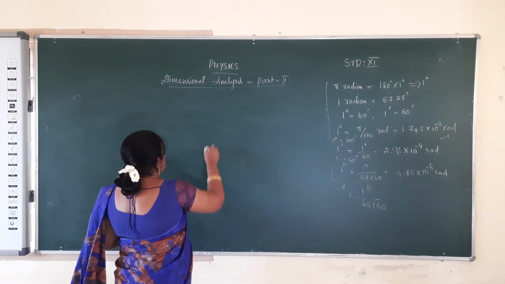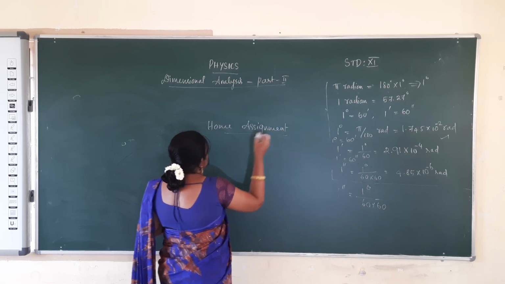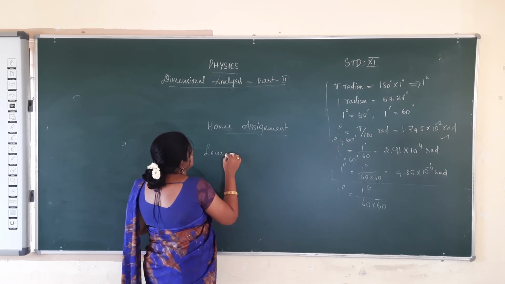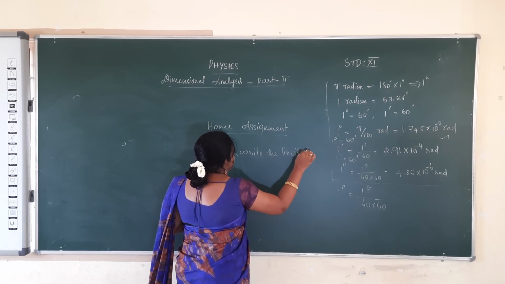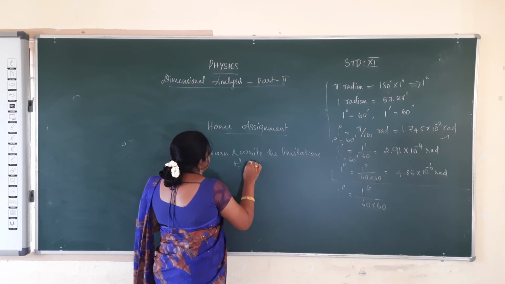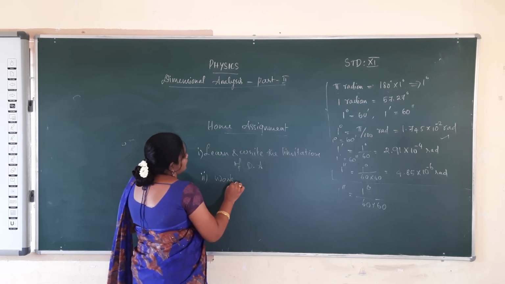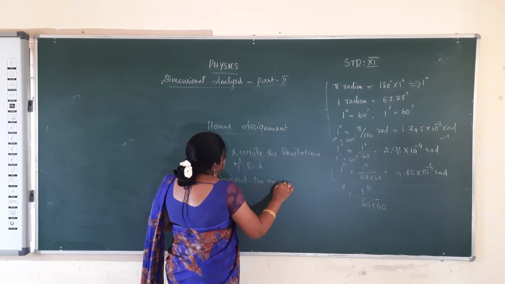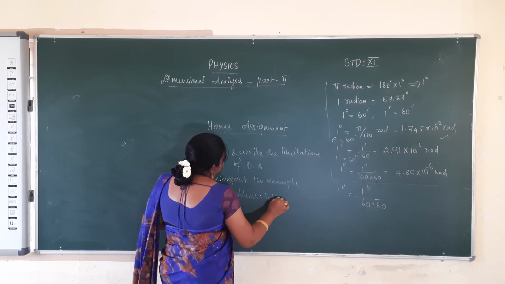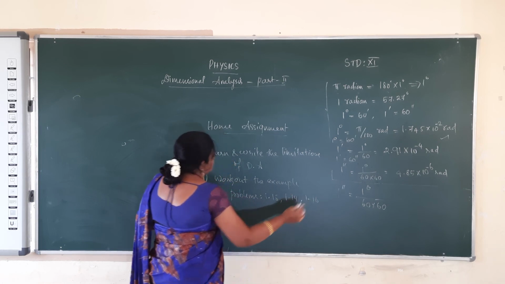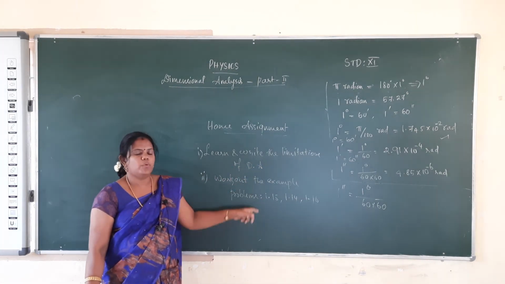Today's home assignment for this session: learn and write the limitations of dimensional analysis, and work out the example problems 1.13, 1.14 and 1.16. Note down the homework.